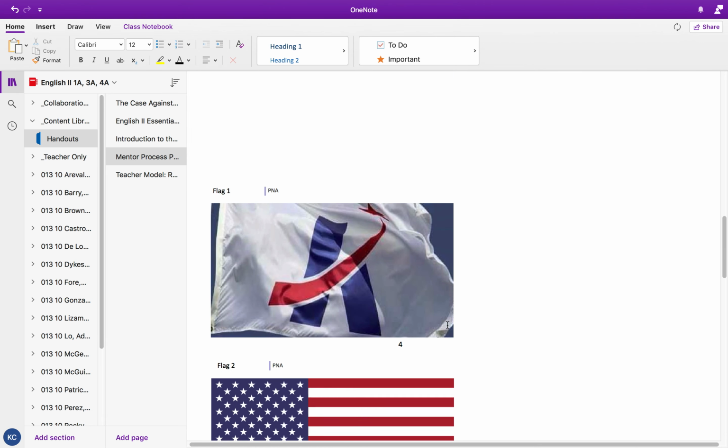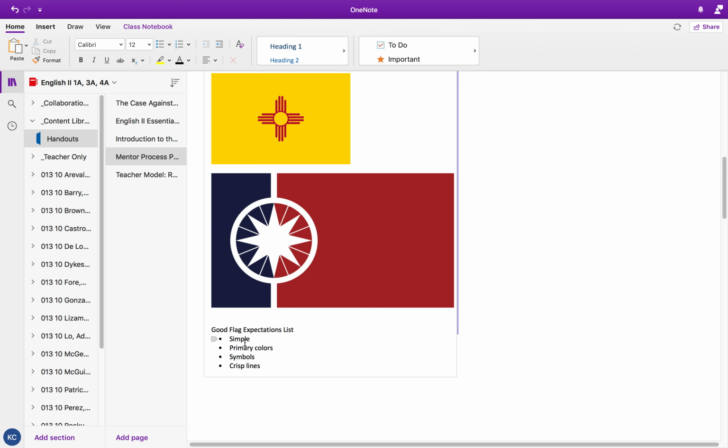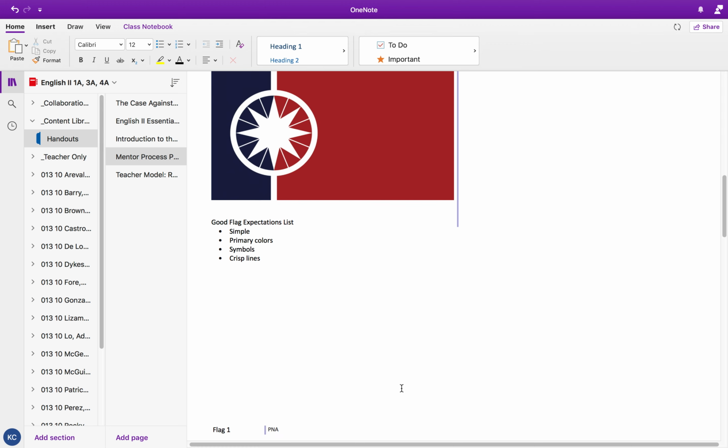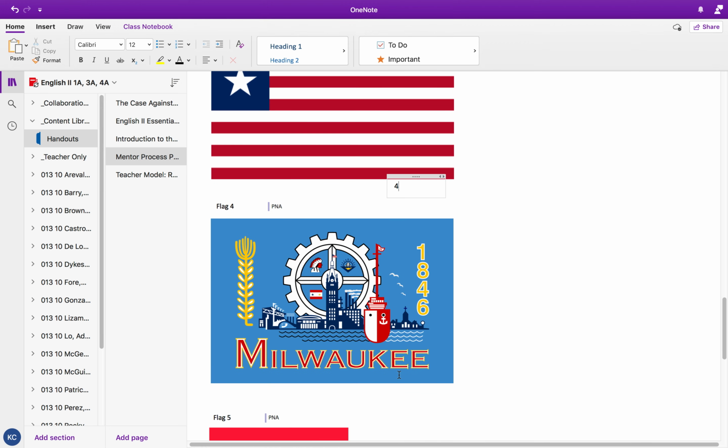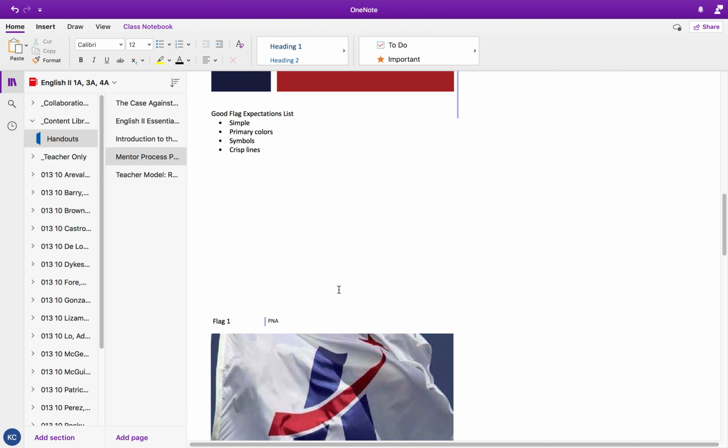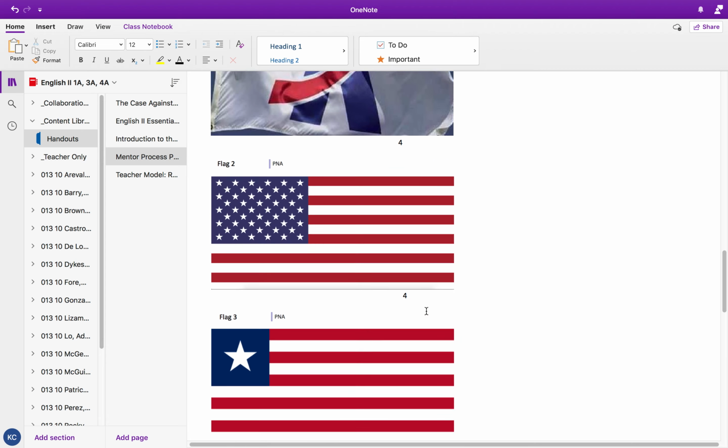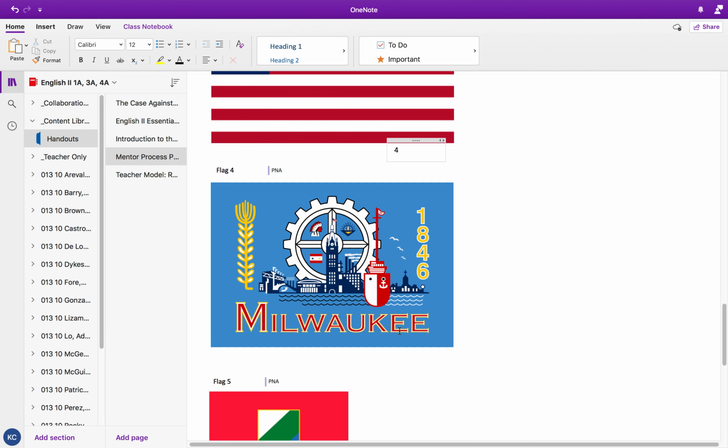Oh my goodness. Is it simple? Definitely not. Does it use only primary colors? Yes, technically. Does it have symbols that everyone can recognize? Yes. But does it have crisp lines? I would say no, because it has so many different elements overlapping each other and it's just too much. So really, this flag gets a 1.